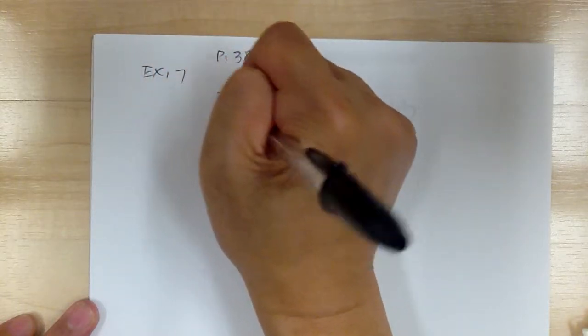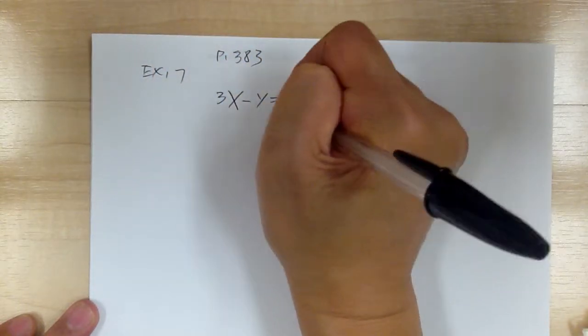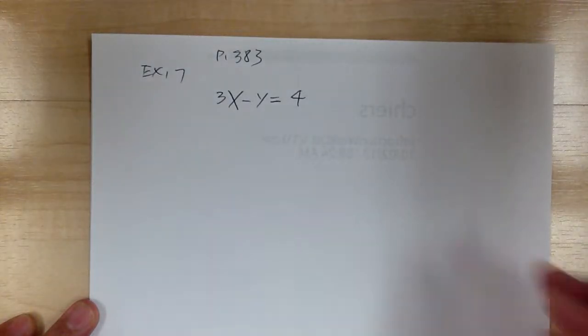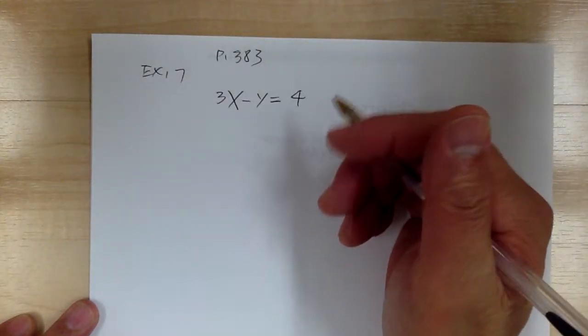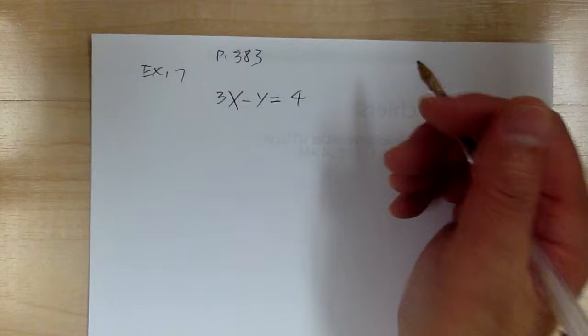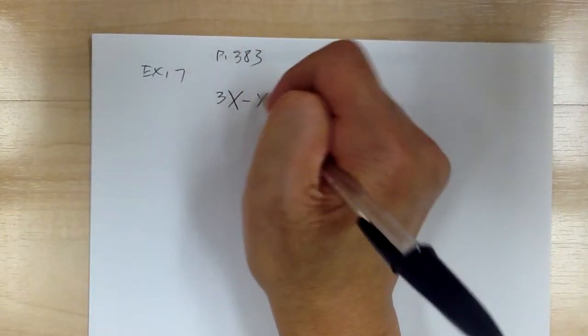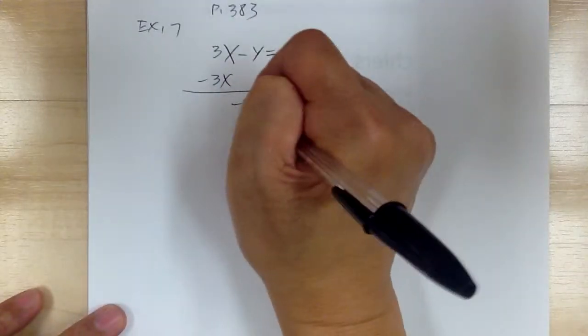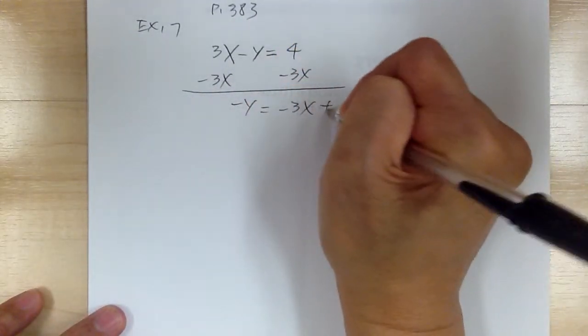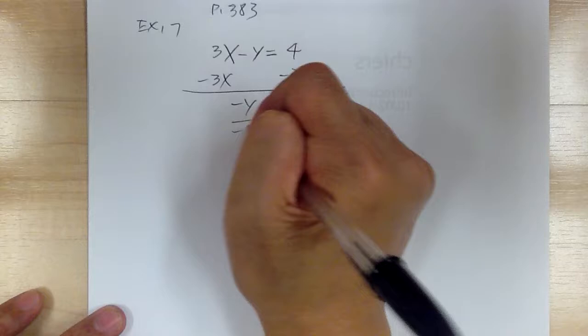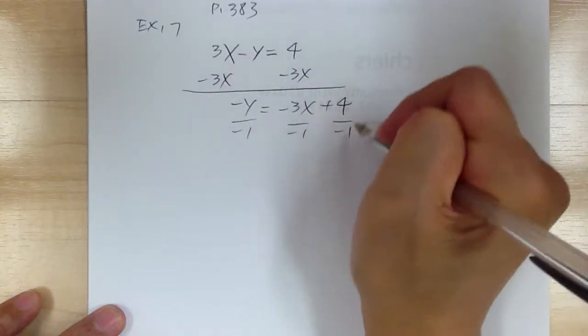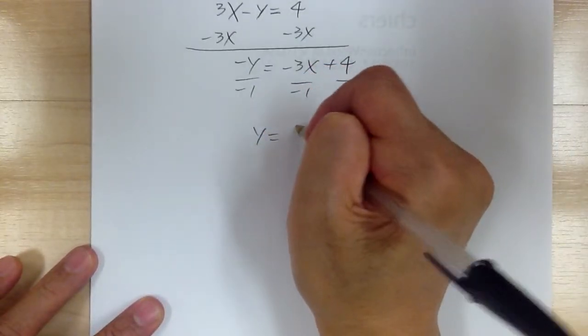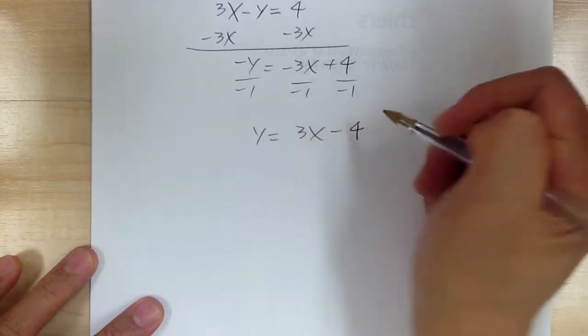So you've got 3x minus y equals 4. But they want you to use the slope-intercept method. That means you have to put it in the proper form first. So you have to solve for y. So minus 3x, minus 3x. So you get negative y equals negative 3x plus 4. Then you have to divide by negative 1. So you get y equals 3x minus 4.